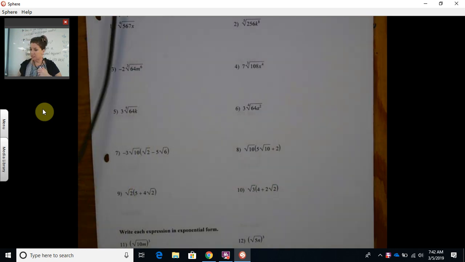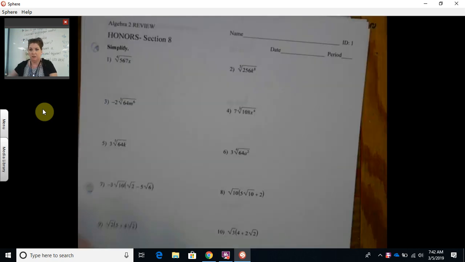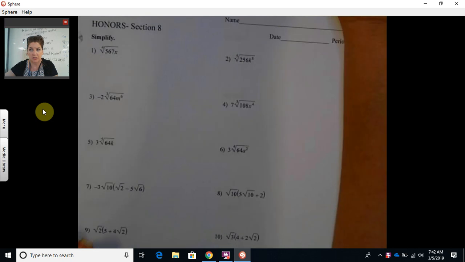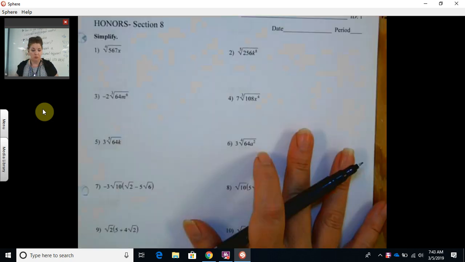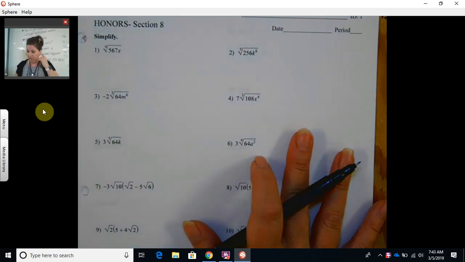Alright, so this is the review for the honors, section 8. My paper looks different than yours only because I printed yours 2 pages per sheet to save paper, because it was 4 pages otherwise. I'm going to do several of these with you, and the rest you will have to do on your own.